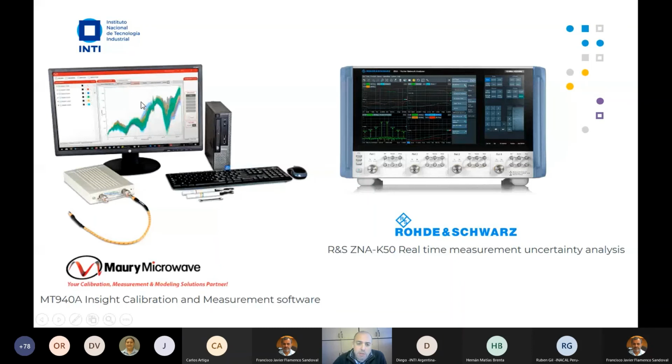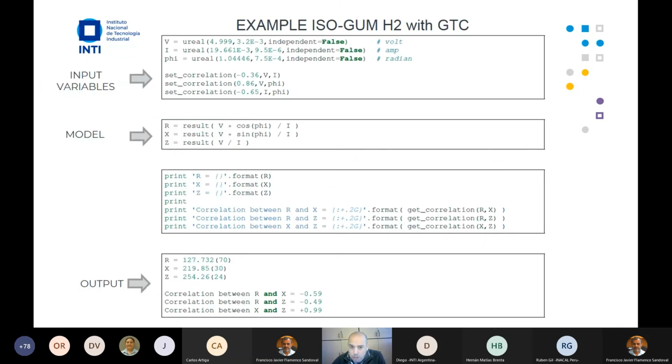The same happens with software from Maury Microwave or VNAs from Rohde & Schwarz. All of them have options to calculate uncertainty, propagating in different steps with automatic differentiation. Here is a code written with GTC. This is short form GUM calculator, the software made by Blair Hall of New Zealand. It's straightforward. We have an extra complexity because the input quantities have correlation from the beginning. This is an example of what we've seen before about the electrical quantities. This is actually an example from Appendix H from the GUM.